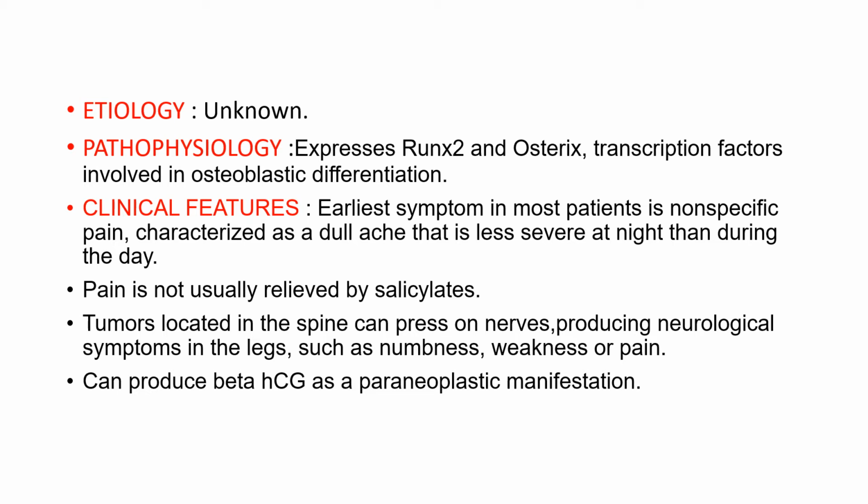Coming to clinical features, the earliest symptom in most patients is non-specific pain, characterized as a dull ache that is less severe at night than during the day. Pain is not usually relieved by salicylates. Tumors located in the spine can press on the nerves, producing neurological symptoms in the legs such as numbness, weakness, or pain. Tumors can produce beta-HCG-RF as a paraneoplastic manifestation.